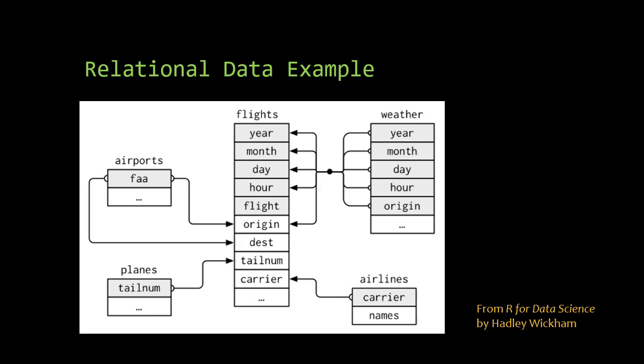So since a key has to uniquely identify a row of data, tail number is really a primary key only in the plane's data. Nonetheless, because we have a foreign relationship in the flight's data, we can link up the plane's data to the flight's data. So let's look at examples of this.